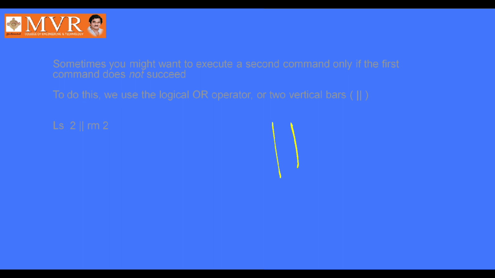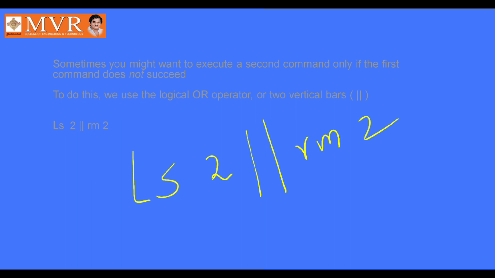But in this case, irrespective of whether the first command is executed successfully or not, the second command will be executed. So here I am using, say for example, ls 2, then vertical bar, rm 2. Here 2 is nothing but a file. I want to display the file 2 by using ls 2, not the contents, only the file name will be displayed. Don't think that ls 2 will display the contents of the file 2. Only the cat command can display the contents of the file.